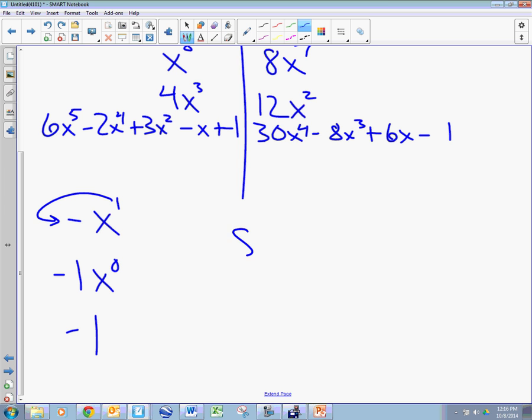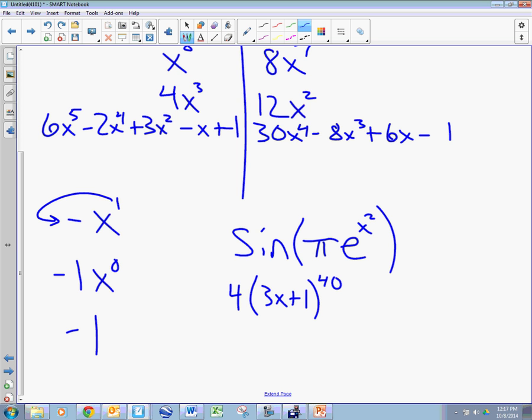However, we want to be able to do something like this eventually. Sine of pi times e to the x squared, all of a sudden, it goes out the window. Or suppose you want the derivative of 4 times 3x plus 1 to the 40th power. Well, you want to multiply it out 40 times and then do the power rule? There's a way to get around that too. And that's what we're going to teach you in the next unit, how to get around some of these things. But at least you know the power rule now.